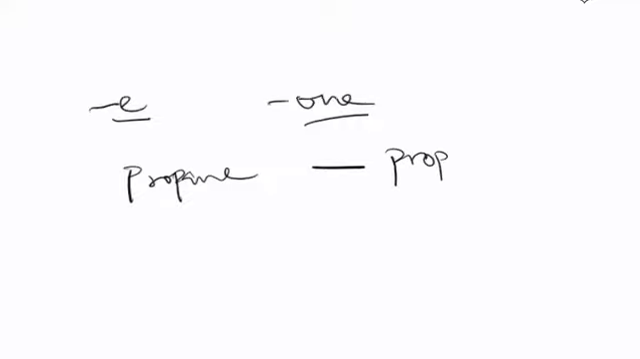So when I replace an E with an ONE from an alkane, I'll have a ketone. For instance, instead of having a propane, I might have a propan-1-one. Now notice that I remove this E and put an ONE at the carbon 1. So let's look at the next rule.